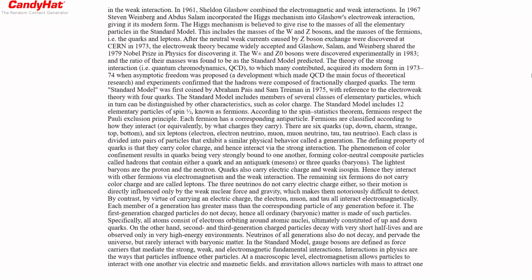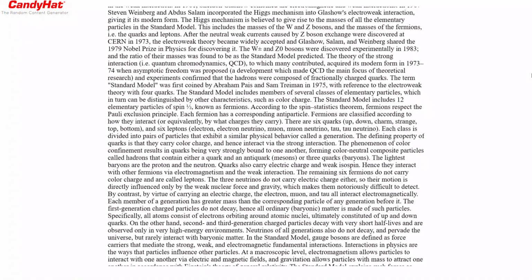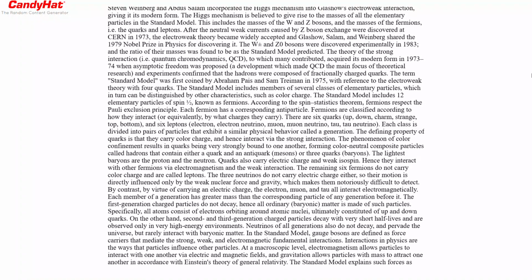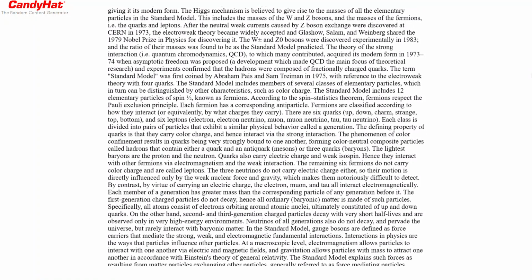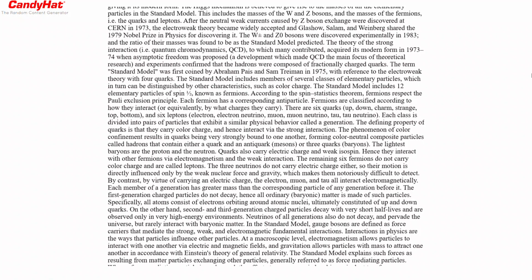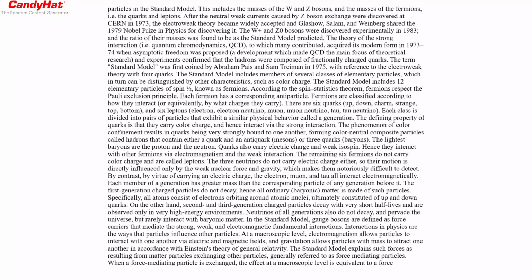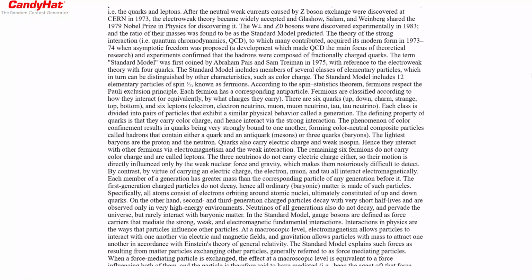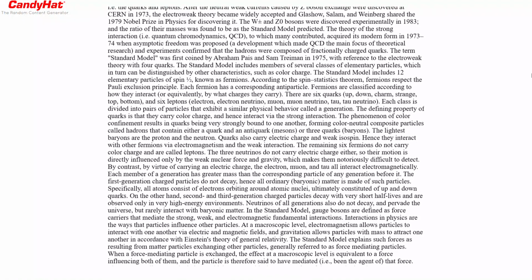The first generation charged particles do not decay, hence all ordinary, baryonic, matter is made of such particles. Specifically, all atoms consist of electrons orbiting around atomic nuclei, ultimately constituted of up and down quarks. On the other hand, second and third generation charged particles decay with very short half-lives and are observed only in very high-energy environments. Neutrinos of all generations also do not decay and pervade the universe, but rarely interact with baryonic matter.